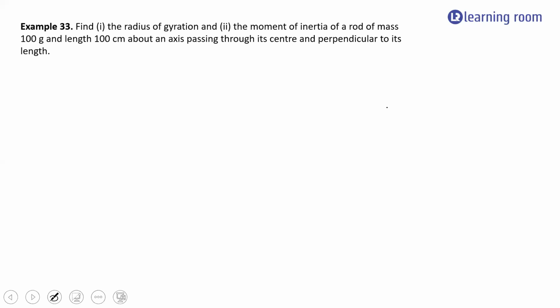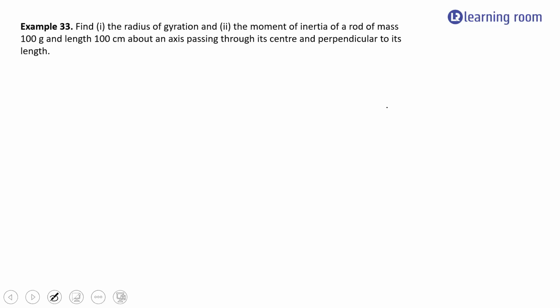Solve this. Find the radius of gyration and the moment of inertia of a rod of mass 100 gram and length 100 centimeter, that is 1 meter, about an axis passing through its center and perpendicular to its length. So, what is the moment of inertia of a thin rod about an axis passing through the center of it? ml square by 12. m is given, L is given.